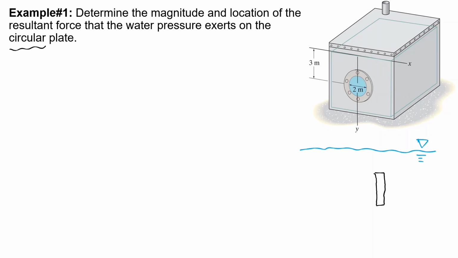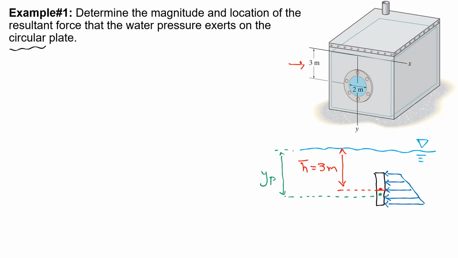Because hydrostatic pressure distribution is going to be there, I know that there's going to be some pressure over here, and the pressure at the bottom is going to be larger. This is the hydrostatic pressure distribution, so I'm going to draw it. Now, because this is a circular plate, I know that the centroid of a circle is right at its center, in the midpoint, right? So this distance over here is going to be h bar, which is 3 meters as given over here. And so yp is going to be lower, somewhere here, for example. That's going to be the location of the resultant force, which is yp.